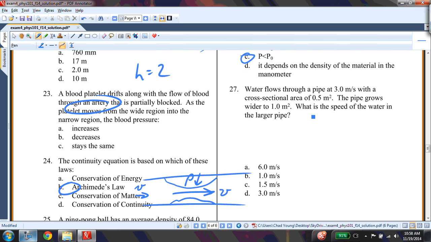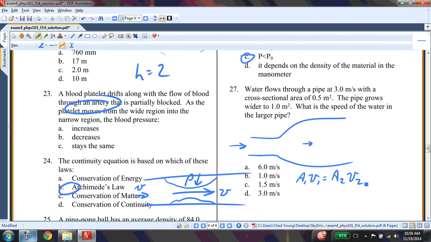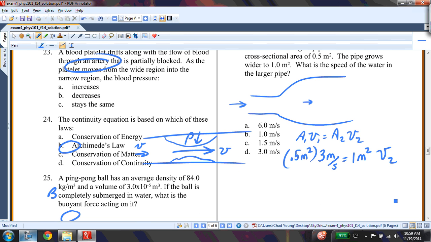Water flows through a pipe at 3 meters per second, and the cross-sectional area gets bigger. What is the speed of the water through the larger pipe? So I have this situation. This pipe looks like this. It travels at 3 meters per second here. It's going to travel with a smaller velocity here. That's the continuity equation, A1 V1 equals A2 V2. A1 is 0.5 meters squared, times 3 meters per second. The new area is 1 square meter times V2. So that's 1.5 meters per second. C is the right answer.